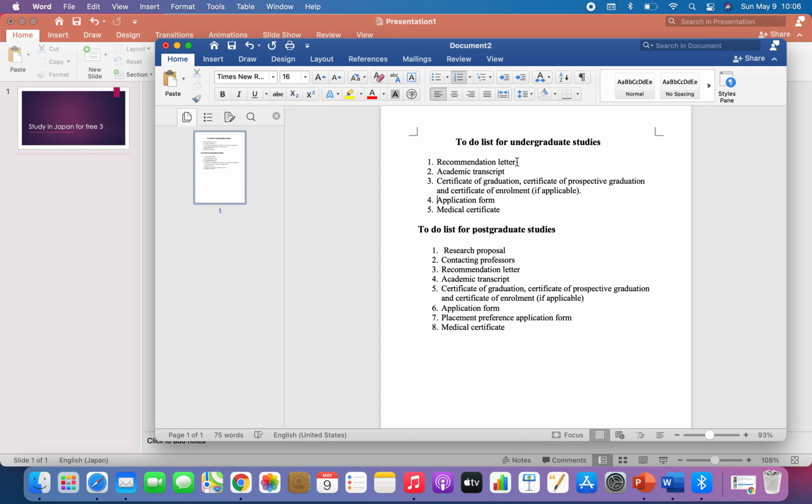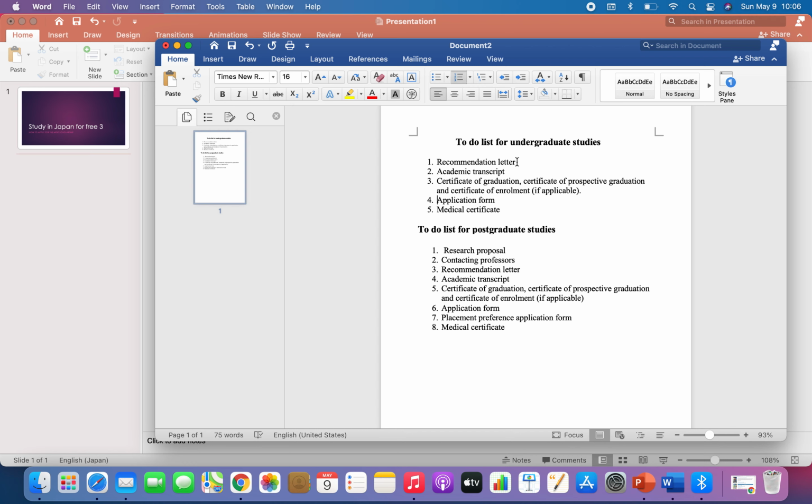The next thing that I think you should also work on is your transcript. Depending on where you studied, it might be easy or difficult for you to get your academic transcript. So I'll equally say that you should ensure to start working on these things as soon as possible.